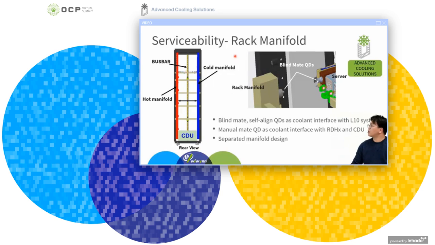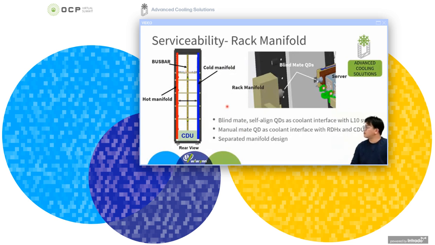For the rack manifold, in order to maintain the serviceability from cold aisle as in current usage, we plan to use the blind-mate self-alignment quick disconnector as the coolant interface between the L10 system and the rack manifold. And for the CDU, the rack manifold and the rear door heat exchanger, we prefer to use the manual-mate quick disconnector to simplify the design.